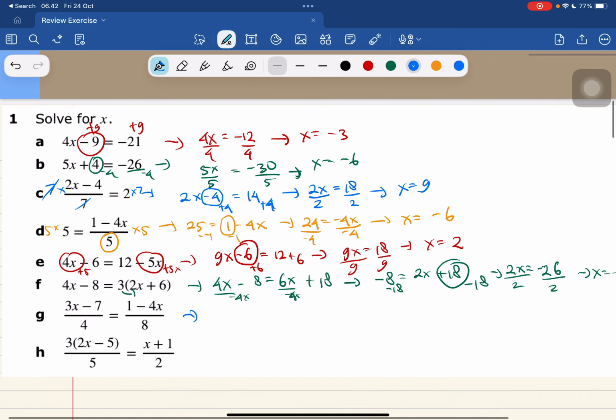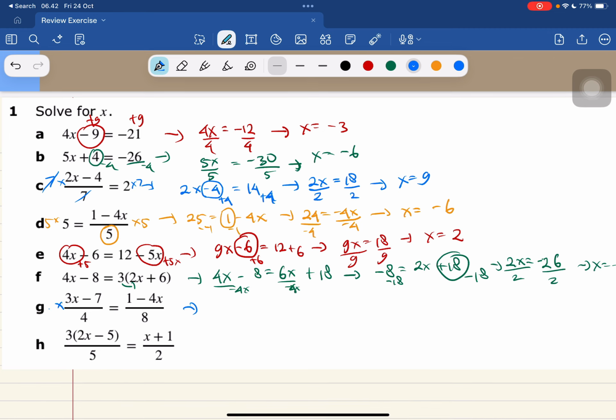Okay, we've got a division by 4 and a division by 8. Let us divide both sides by 8. So 8 and 4 gives us 2. So 2 times 3x minus 7 is going to be 6x minus 14. Here the 8 simplifies to 1, so this is going to be 1 minus 4x. The smaller is minus 4x, so we can add 4x to the right side and do the same thing to the left side. So it's going to be 10x minus 14 equal to 1. Isn't it? Equal to 1.